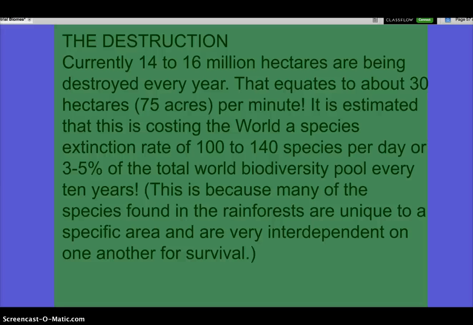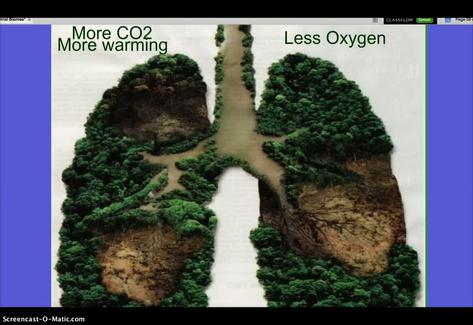I just copied this quote from that website. Do I say here, 30 acres per minute? It's estimated the costing world species. Yeah. And again, we talked about the rainforest being our oxygen or our lungs, and that's it.